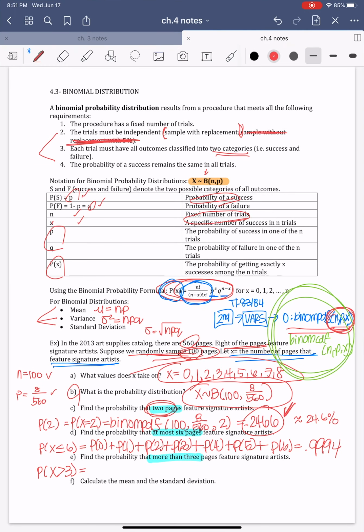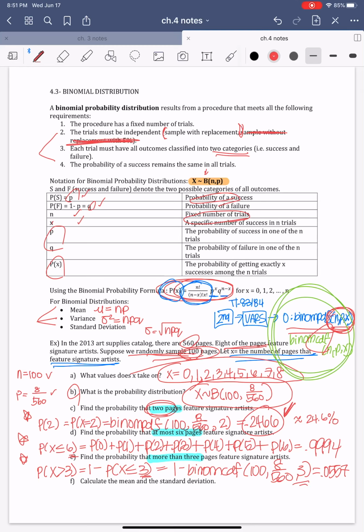So let's add that over here. I use 1 minus P of x less than or equal to 3, and I use 1 minus binom CDF 100, 8 out of 560, close, comma 3, and got 0.0557. So be very, very careful with parts C, D, and E using PDF and CDF, and especially CDF, the last number, 6 versus 3, including 3, not including 3, the number changes.